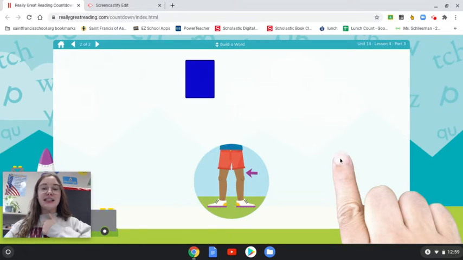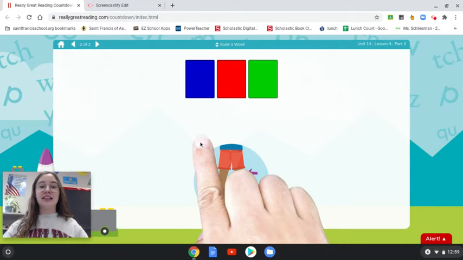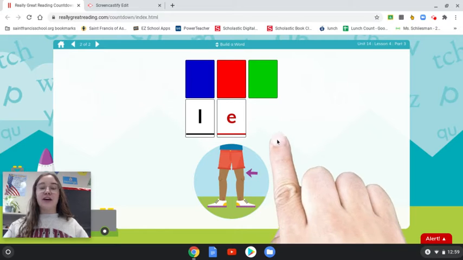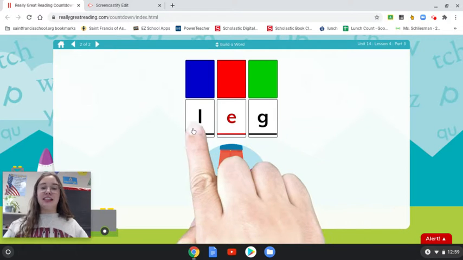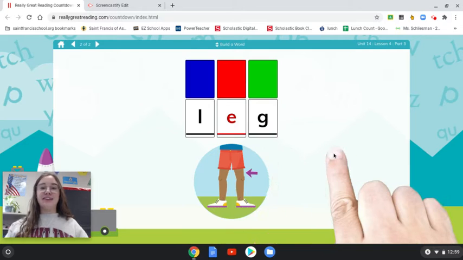Leg. L-e-g. Leg. The first sound I heard was l. What letter? L. The next sound I heard was eh. E. The last sound I heard was g. Good. G. L-e-g. Leg.